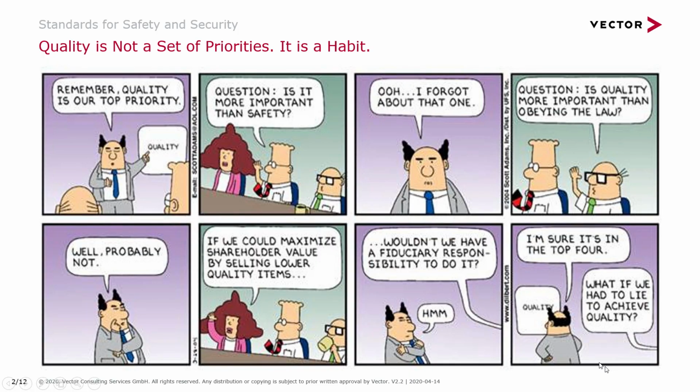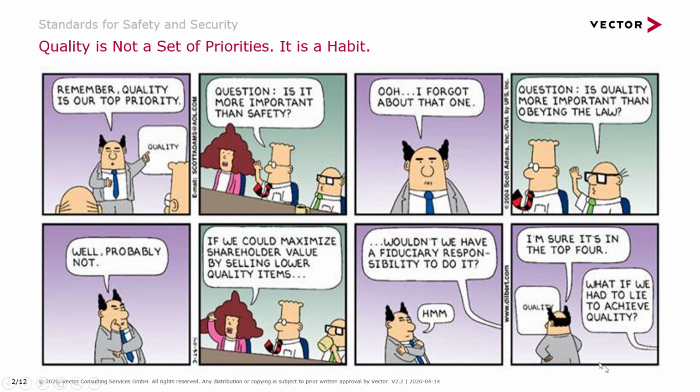Let us start with a very simplistic view of the standards. I found this Dilbert cartoon, which speaks about quality and priorities. They said quality is a top priority, and then his staff was asking, is safety important? Of course, safety is important. Is it more important than obeying the law? No, of course not. Shall we maximize shareholder value? Well, of course we should. But how do they contrast these different factors with quality?